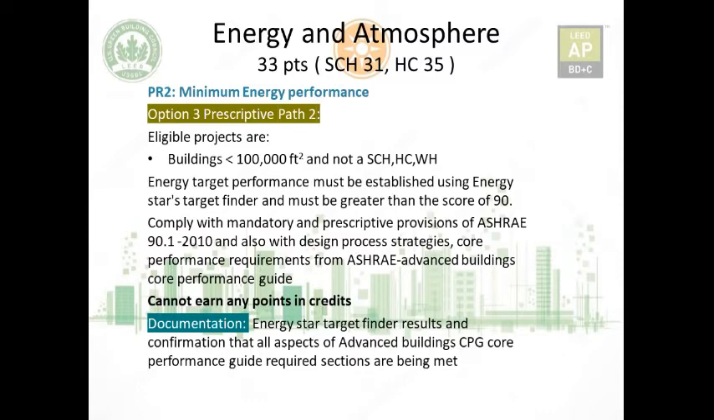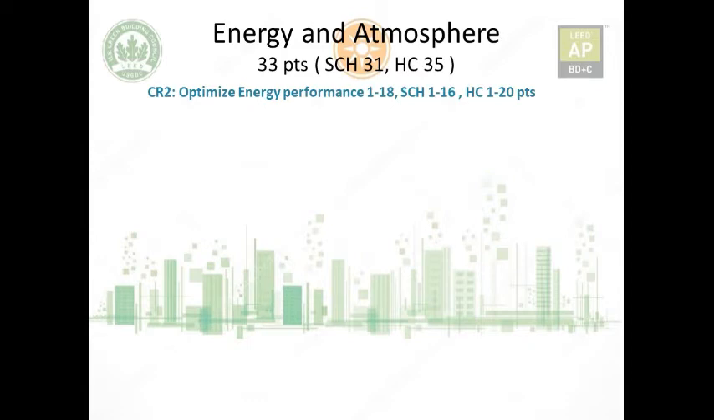So we have option 1, 2, and 3. For option 1, it's more wide and open. Option number 2, you can only opt for option number 2 in optimized performance. I mean, if you go for option number 3, you cannot claim any credits or any points in optimized energy performance. Credit number 2, optimize energy performance.